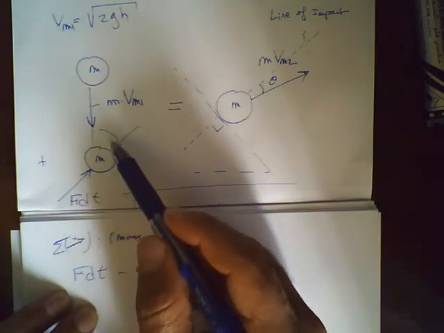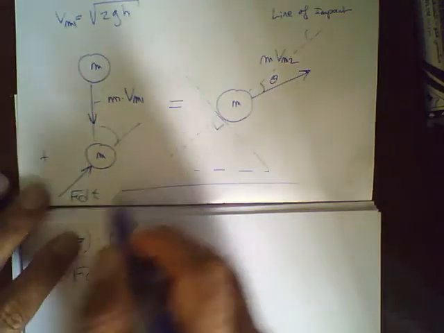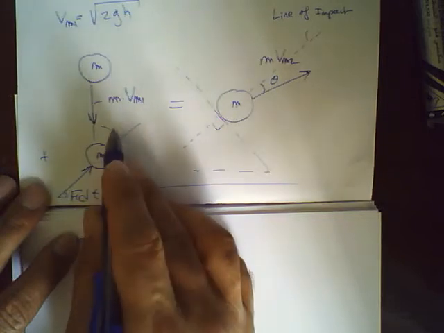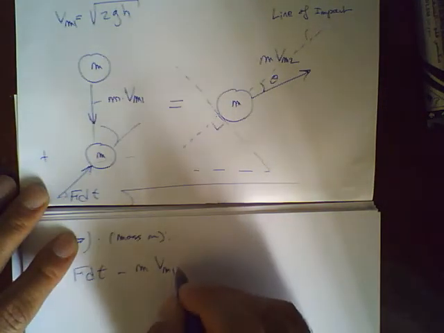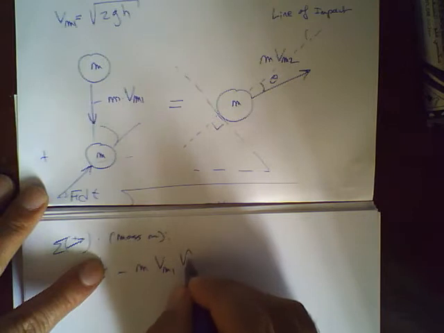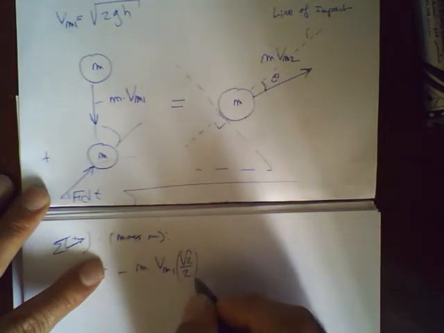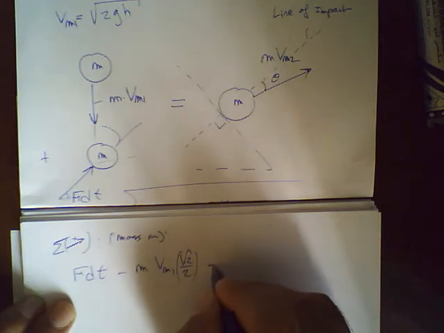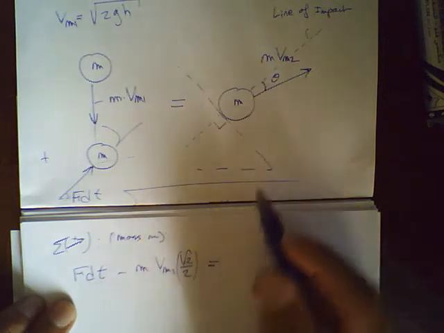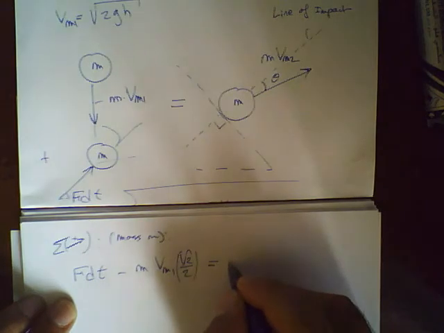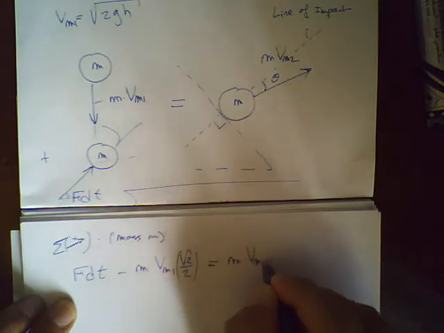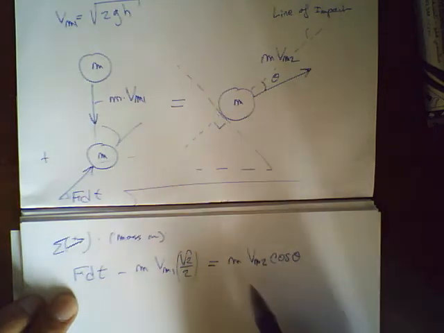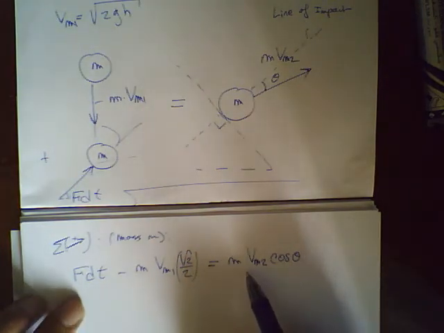So I think this angle is going to be 45 degrees, right? Why? Because this angle is here 45, right? This angle will be 45, and then this angle is going to be 45. Minus m vm1 cosine 45, which is, you all know, square root of 2 over 2. And that is going to be equal to how much? To m vm2 cosine theta, right? So this is the final momentum along the line.